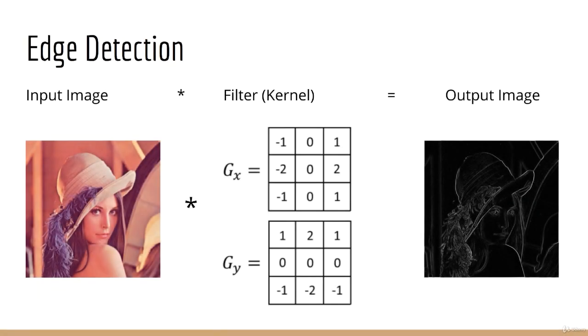The second example I really like is edge detection. As input, we have the original image, and as output, we get white lines where there are edges in the original image, and we get black where there are no edges. So the output image highlights all the edges in the original input image.